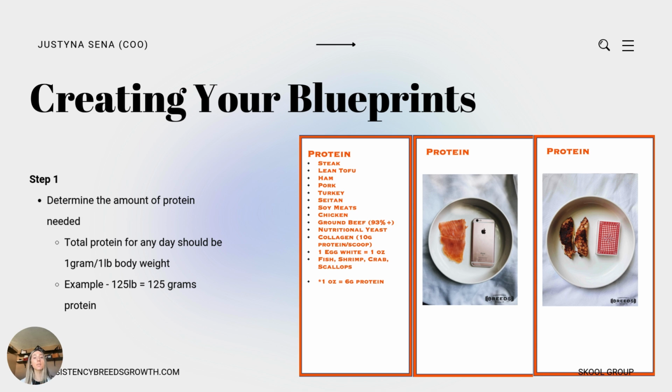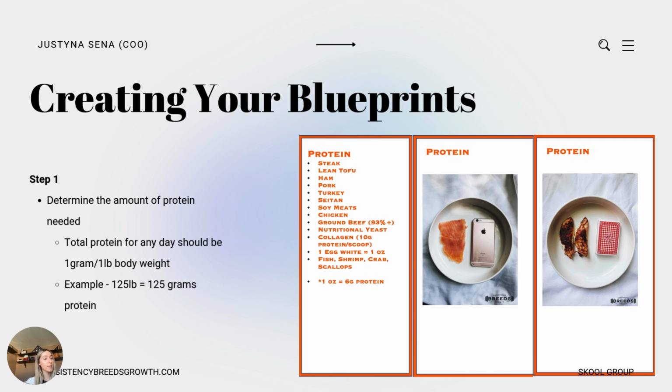So if you look at the right-hand side with our CBG macro cheat sheet, the left portion of the right-hand figure is certain protein examples, but that final bullet point gives you the CBG way of really making the counting easy, right? So if you were to weigh out your protein sources, 1 ounce of a cooked protein will equate to 6 grams of protein itself. So that's why I say you want to hit around 125 grams of protein if you're 125 pounds.